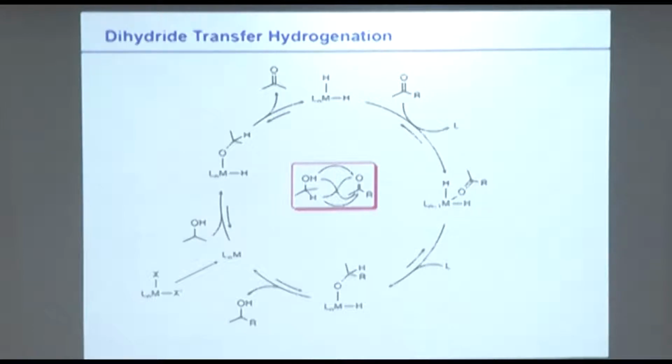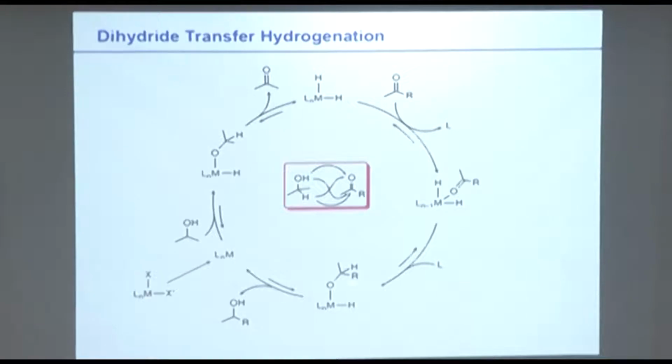So you get the isopropoxide formed, and then the isopropoxide can basically either reductively eliminate. Maybe you recall there's still one of the hydrogens bound to the metal center. So that either reductively eliminates to form the product alcohol, or you protonate it with some isopropanol and you have the exchange of the two alcohols, and you are back in that cycle.